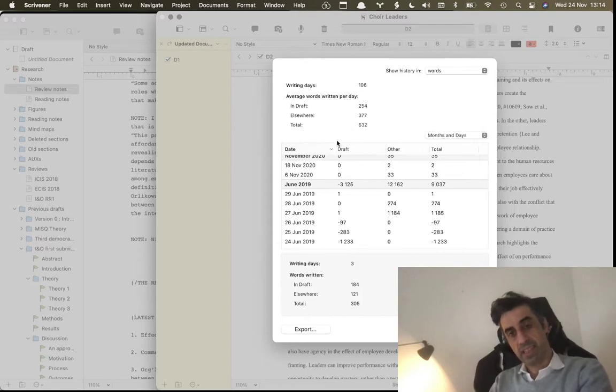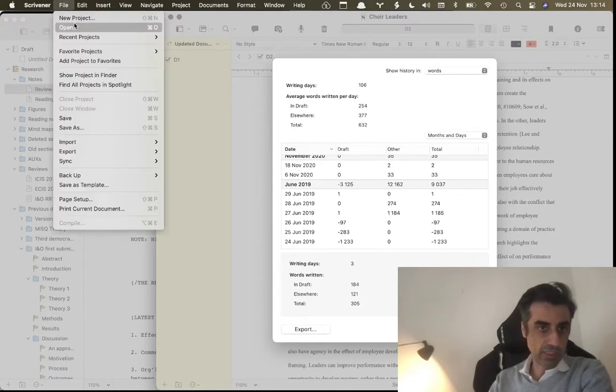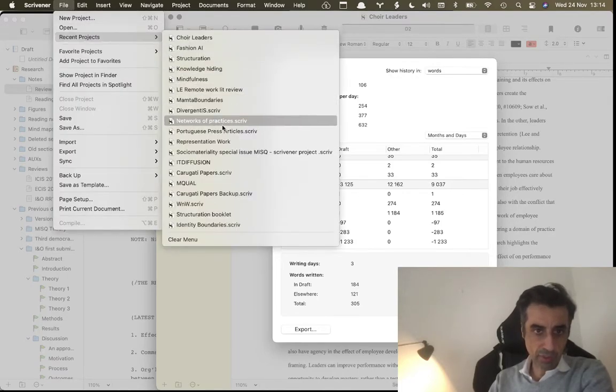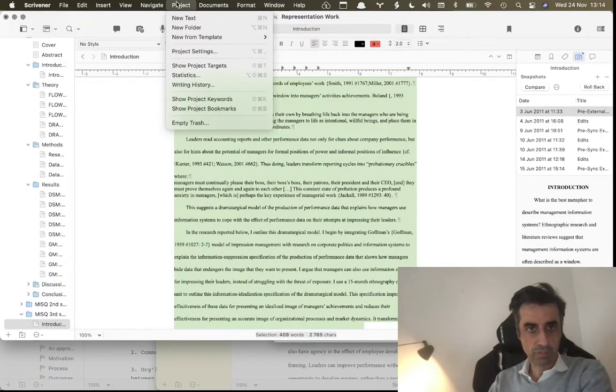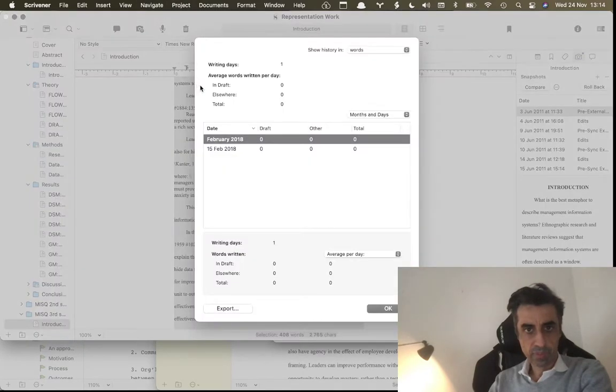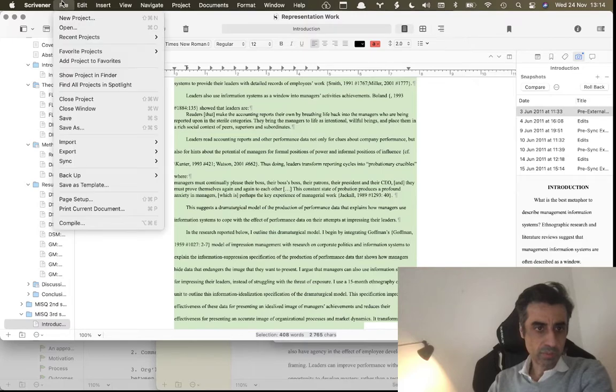Note that this is a category 3, so a lower ranked journal. So obviously that matters too, right? So let's see for my MIS Quarterly piece, representation work, just to give you some idea of the numbers here. Something weird on this one.